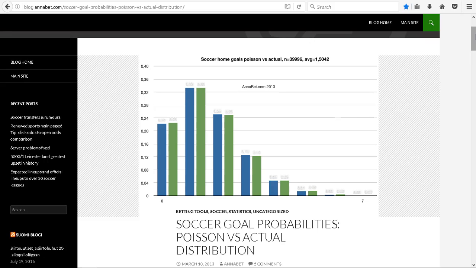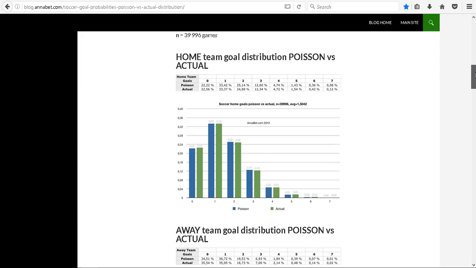at this level. So we can see the home team goal distribution, Poisson versus actual. So the Poisson distribution says, if the average is 1.5042, oh, so the blue is Poisson and the green is actual. And the actual numbers are here. So instead of 22.22% of the time 0 goals being scored, actually it was 22.56. I can live with that. You know what I mean? So you can see that the gaps are tiny.